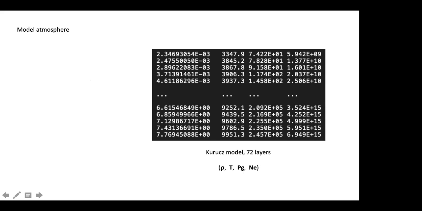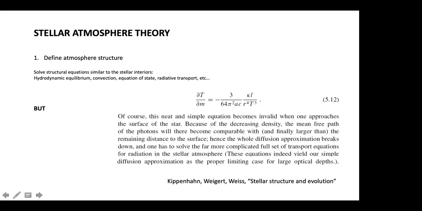You build a model solving the equations: hydrodynamic equilibrium, convection, radiative transport, equation of state, nuclear reactions, and whatever. You put all together, and you solve the equations, and you have the model. You could do the same for stellar atmospheres, but with one difference. That is huge, because it makes things much, much harder.